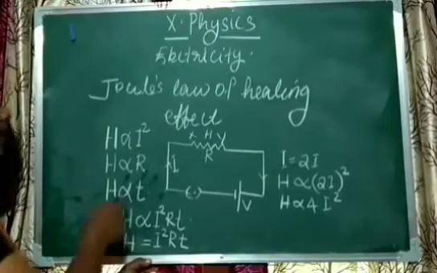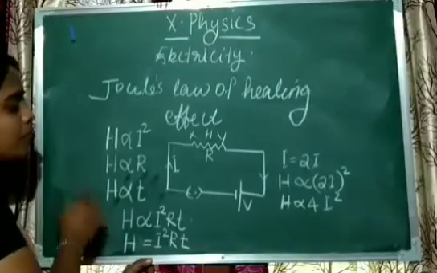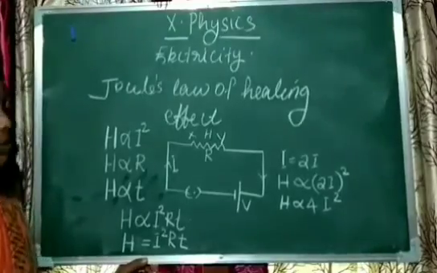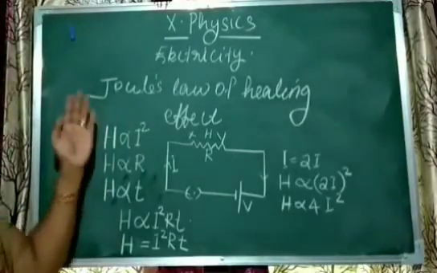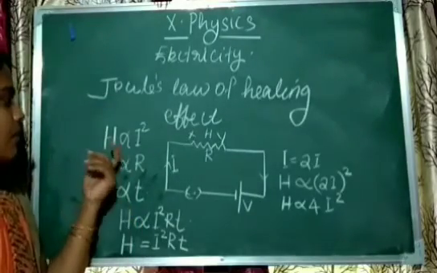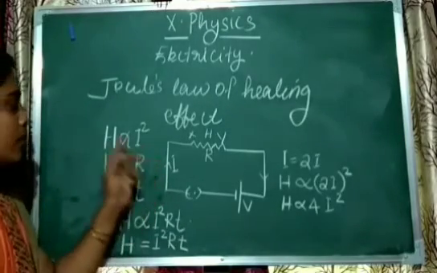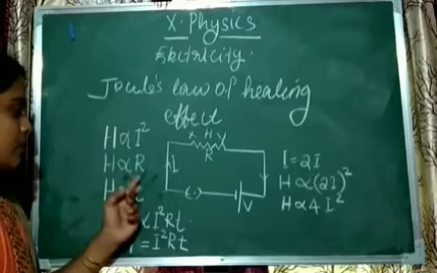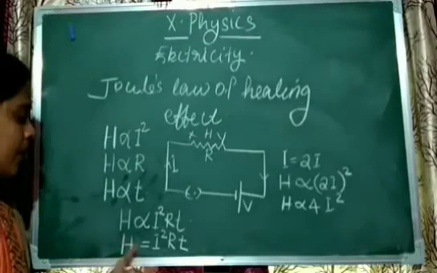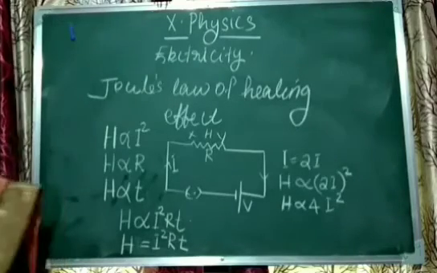When the resistance of the conductor is doubled, the heat energy also doubles, and when the time of passage is doubled, in the same way the heat energy also doubles. So what we discussed is Joule's law of heating effects. According to Joule's law of heating effects, the heat energy developed in a conductor due to the passage of electricity is directly proportional to the square of the current, the resistance of the conductor, and the time of passage of electricity, and its mathematical expression is H is equal to I square RT. Then let us see.